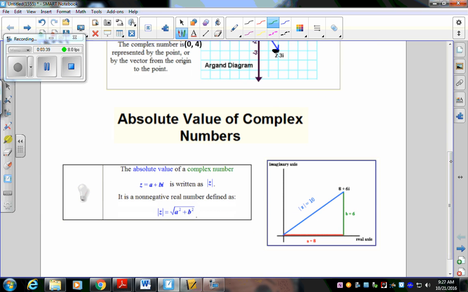Now the next component is to find the absolute value of the complex number. The absolute value of a complex number can be written as the absolute value of z once I find it. It's a non-negative real number, and if you notice, this formula should look familiar to you. It is your Pythagorean theorem. Because if I'm graphing this point 8 plus 6i, I went right 8 and up 6. Well, if I'm finding the absolute value of a number, really we can think of it as the distance from the origin. So it's this blue line right here. And to find the distance from the origin, we can use our Pythagorean theorem, just like you've done a million times before.